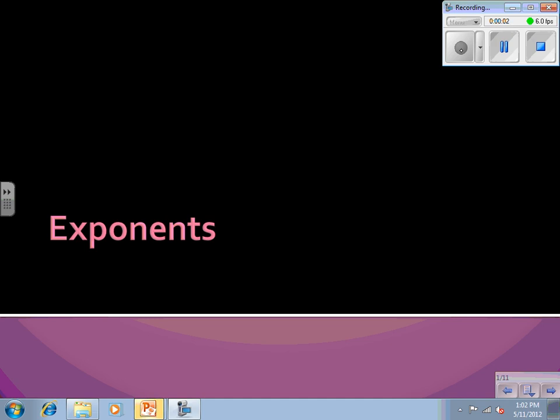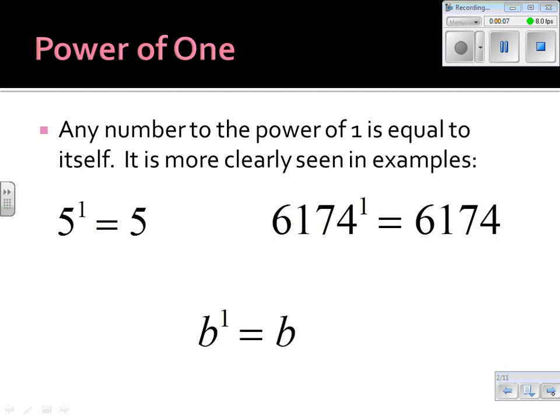Today we are going to learn about the rules of exponents. The first rule we are going to talk about is the power of 1. This means any number to the power of 1 is equal to itself. It is more clearly seen in these examples. So the number 5 to the power of 1 is 5.